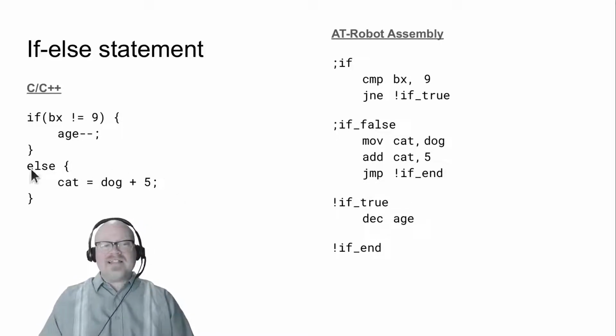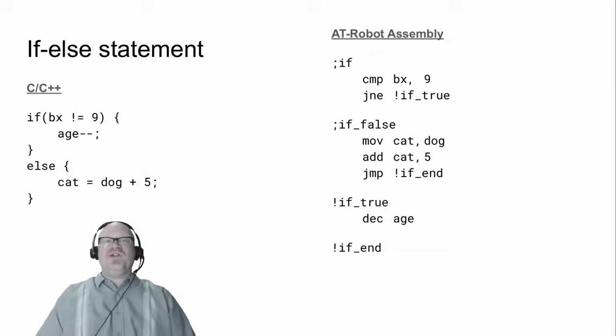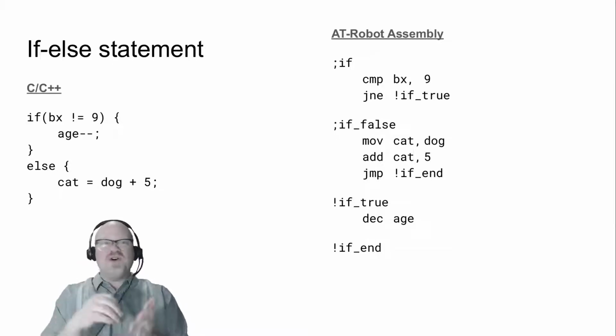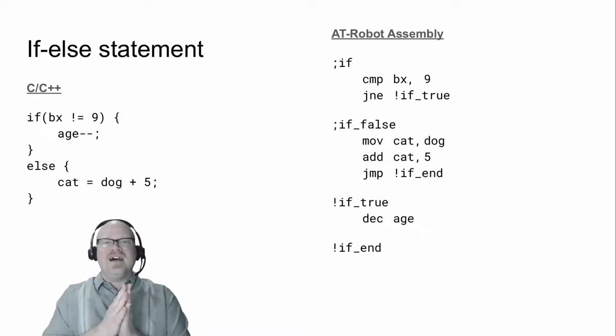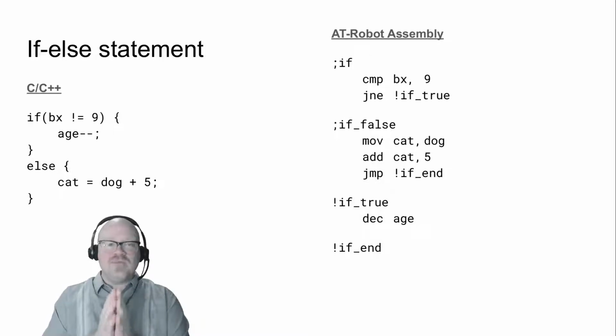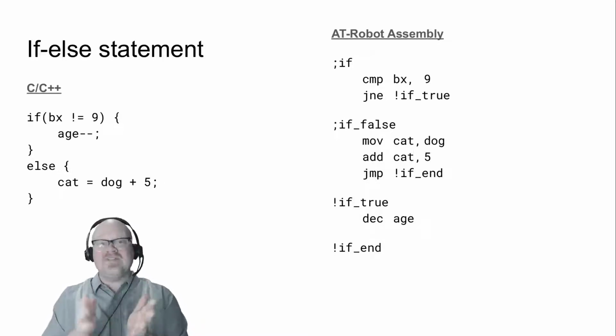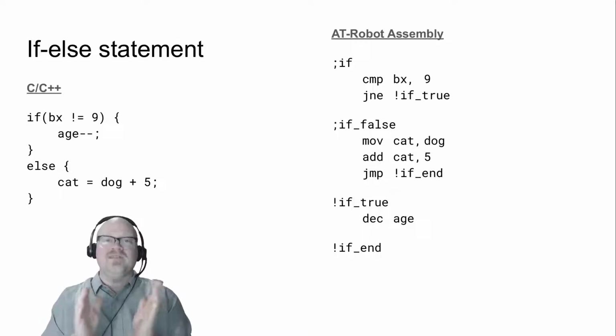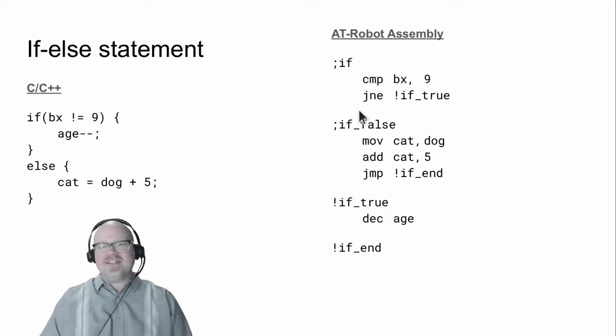But unlike this high-level code, what I just described actually modifies the variable dog because we add 5 to it. So we have to both get the control flow to work right for the true and false condition of this if. But we also have to make sure that in the false condition we don't modify the variable dog, because the high-level code that we're working from doesn't modify the variable dog. So let's look at how we do that over here in this code.